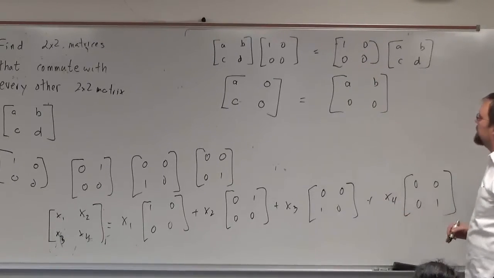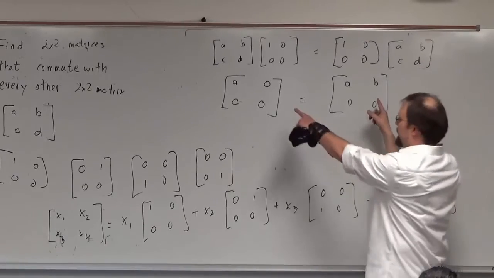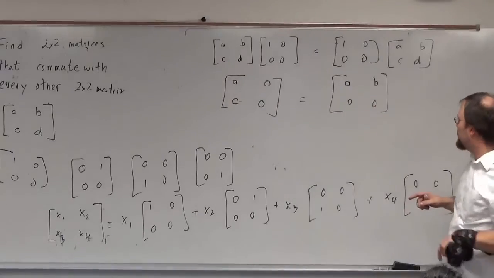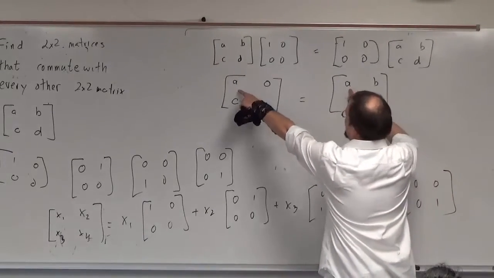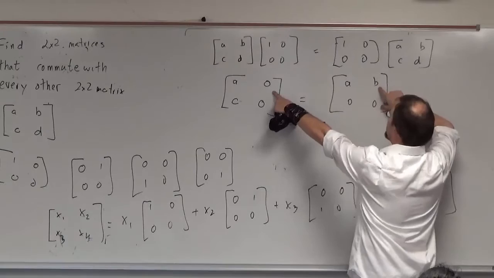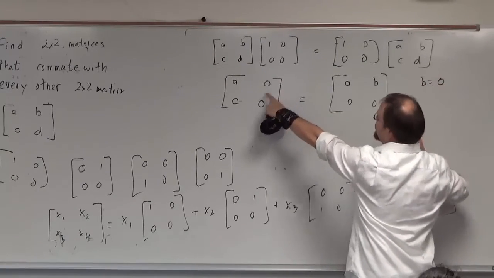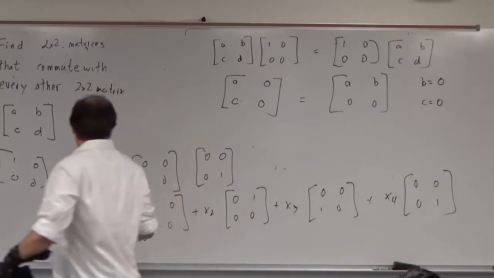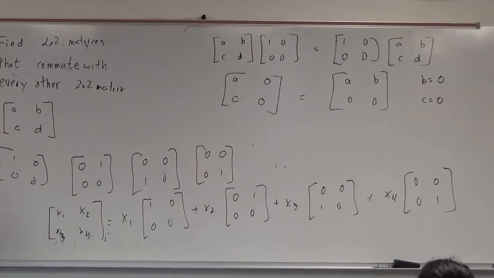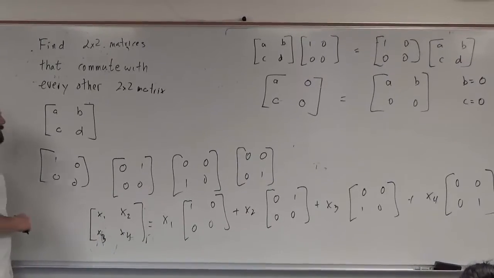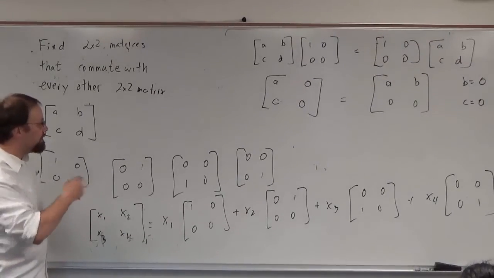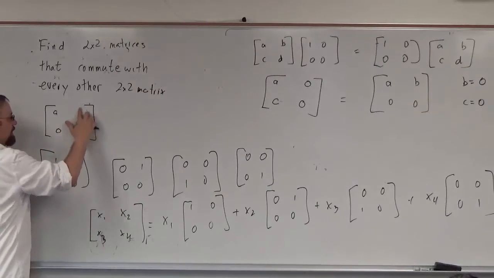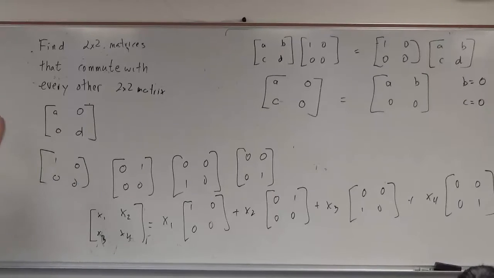So what have we learned from this? Well, of course, these matrices are equal only if the corresponding components are equal. So this tells me that A equals A, that's known information, but 0 equals B. So we learned that much. And C equals 0. So right away, just by looking at a simple matrix, we see that the only matrices that will commute with every other matrix are the ones which have zeros for entries that are not on the diagonal.